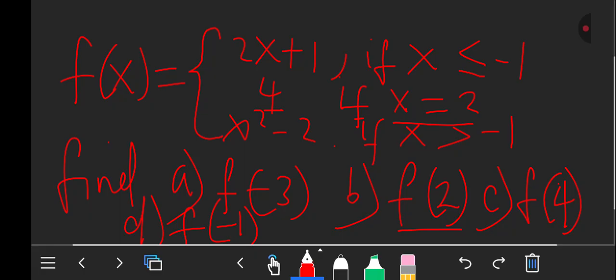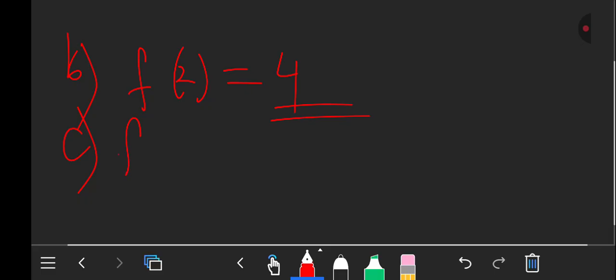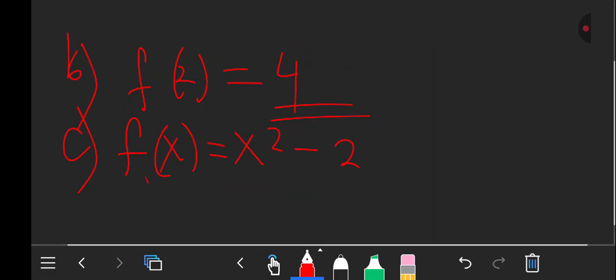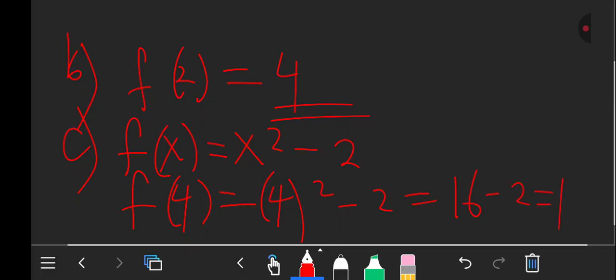So we're going to say x squared minus 2. So f of x, the function we'll use, is x squared minus 2. And what we are evaluating is f of 4. So where there's x, we substitute 4. So that will be equal to 4 squared minus 2. 4 squared is 16, minus 2. That will give us 14. So that is the answer for this third question.